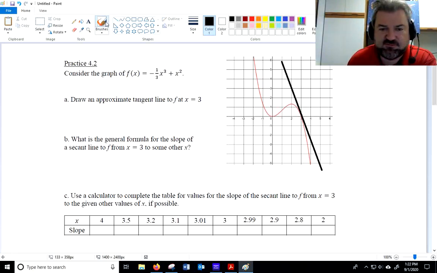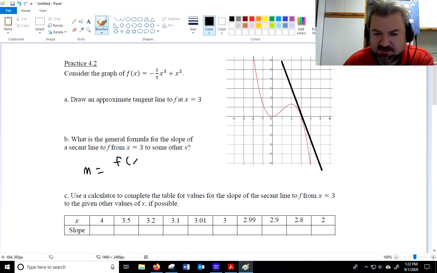Okay, next, what is the general formula for the slope of a secant line to f from x equals 3 to some other x? Well, we did that on a previous example, didn't we? We know that the slope of the secant line is going to be f of some other x value x minus f of 3. Well, what is f of 3? Well, f of 3 is 0, right? All over that other x value minus my x value 3.